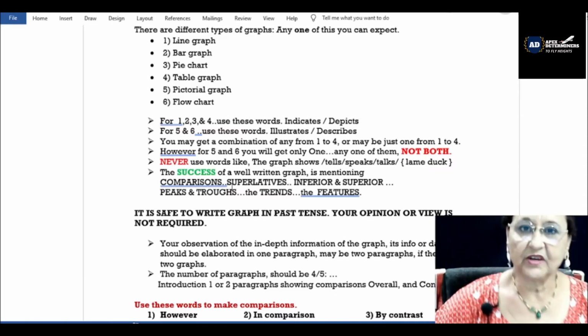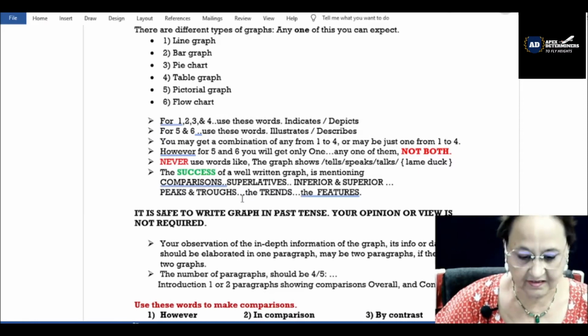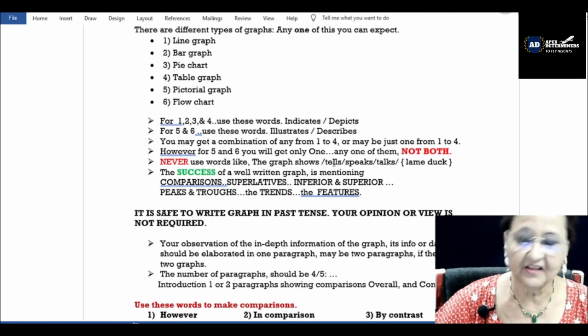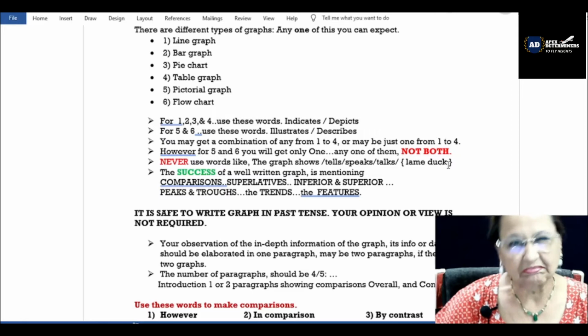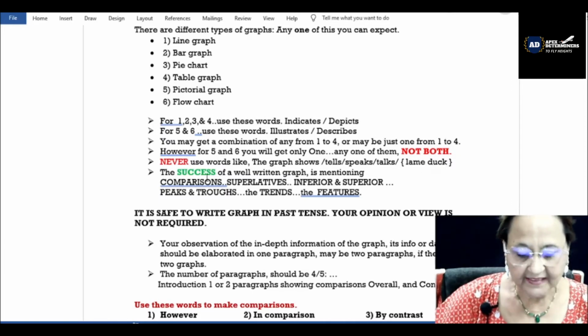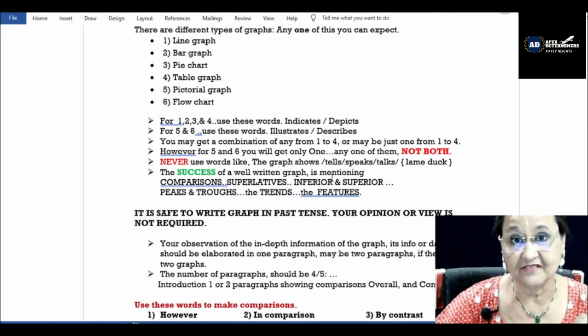Now, what kind of words to use, which is commonly called as graph words? Okay. We should not use the words like the graph tells, the graph speaks, or the graph talks. I consider this as lame ducks. That means not really acceptable for a good score. The success of a well-written graph is mentioning comparisons. That is very important.